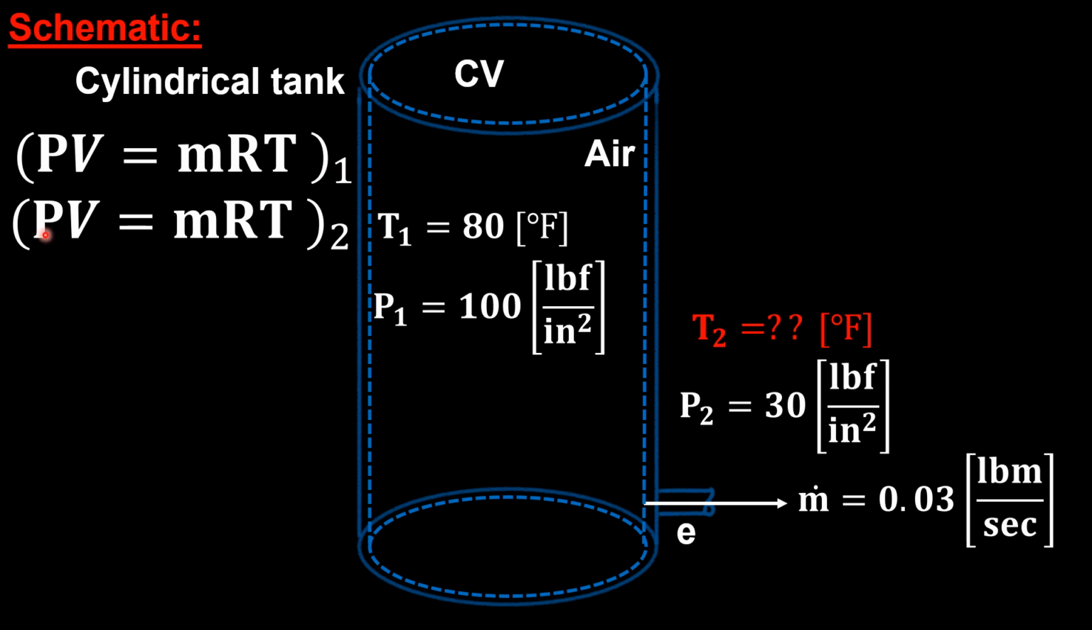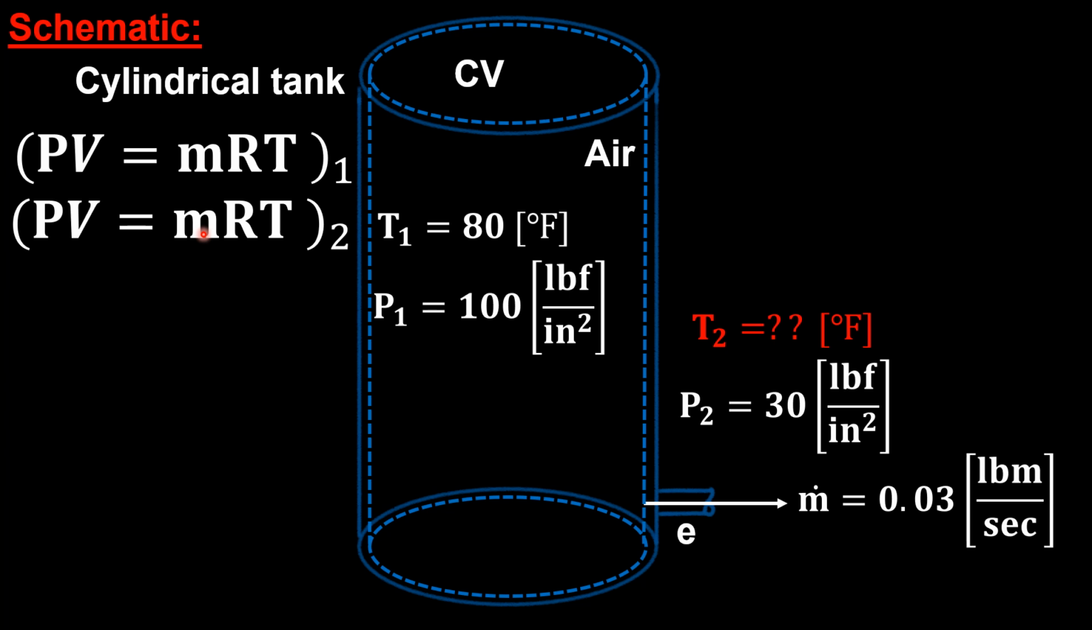What about the air at state 2? We are given the pressure with the same volume. We don't know the mass. We know R now. The temperature is what we need to find. So this is one equation with two unknowns. I wonder if there is a way we can find this mass.